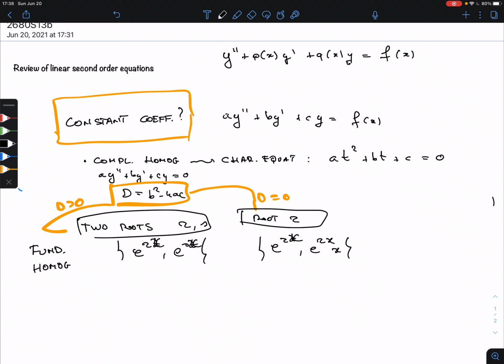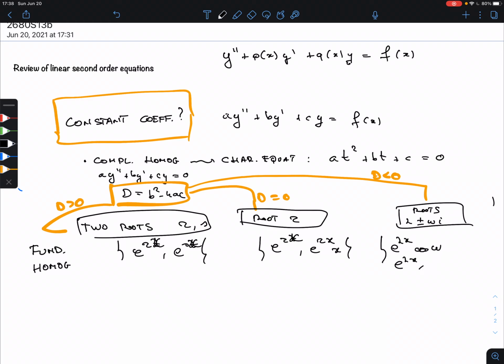And then finally, the last possibility is that this D is negative. Then we know that there are two complex roots. The roots are of the form lambda plus or minus omega i. And then the two solutions are e^(lambda x) cosine omega x and e^(lambda x) sine omega x. Of course, these are functions. Okay, so this is the fundamental system then. So in each case, we have a different fundamental system of equations. Okay, that's the complementary homogeneous.